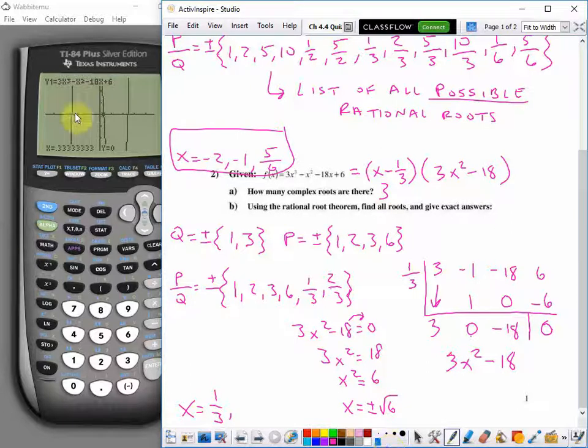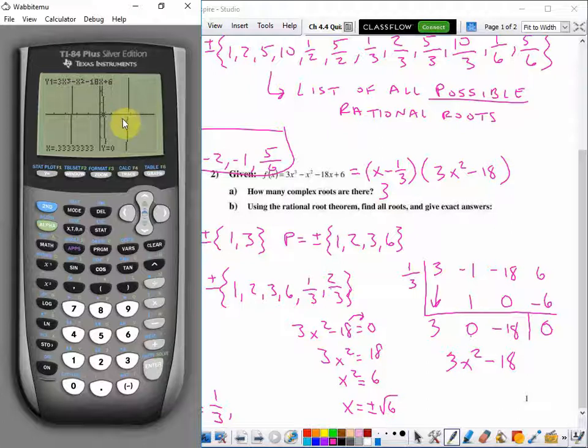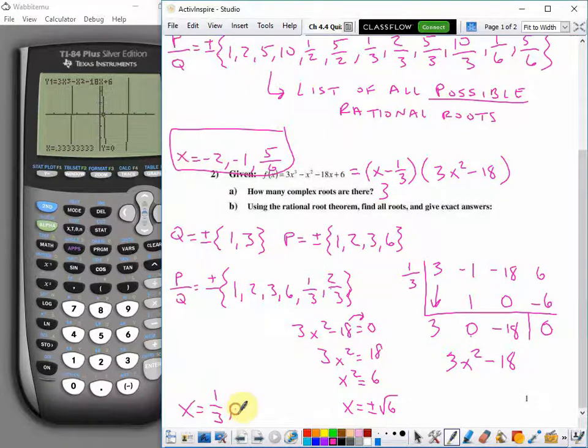Those are two irrational solutions right here. Square root of 6, the opposite of the square root of 6. So my other two solutions are the square root of 6 and the opposite of the square root of 6. And those are my three roots. One of them rational, two of them irrational. It's the rational ones we can find in the graph, the irrational ones we have to do a little more work for.